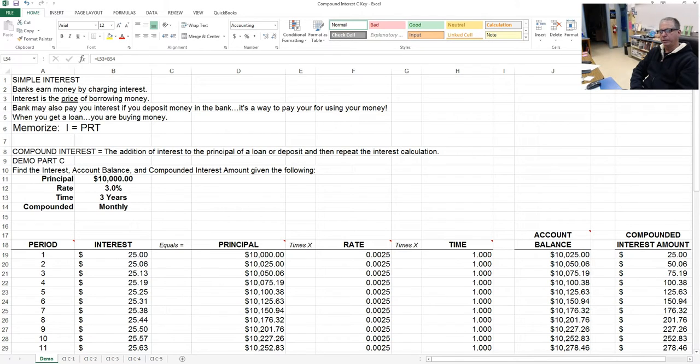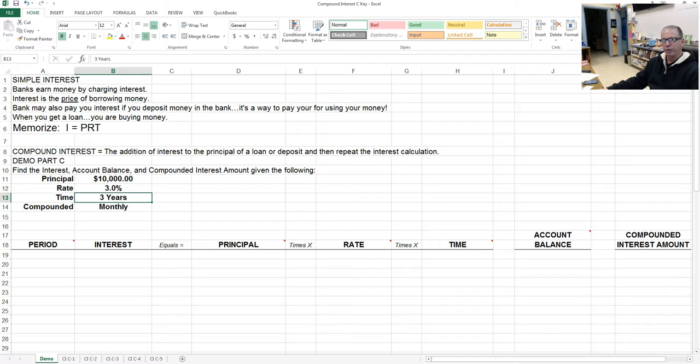Before beginning this next compound interest assignment, go to Schoology, go to the Banking and Compound Interest folder, and look for the workbook titled Compound Interest C. Go ahead and open that up, save it to your Dropbox, and then come on back and practice the demo problem that I will do with you.